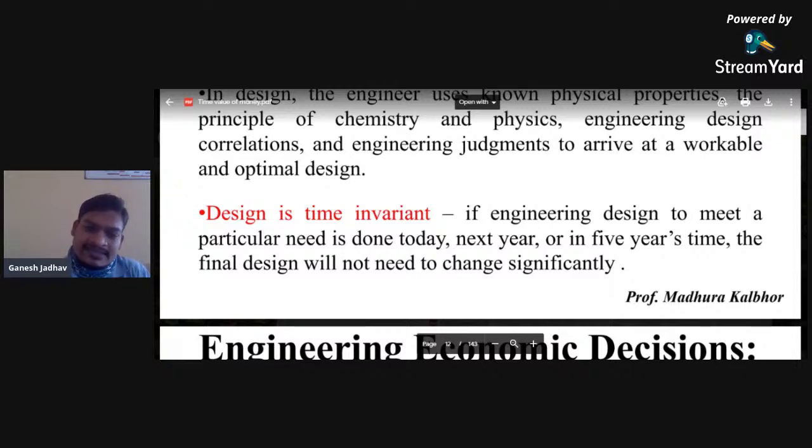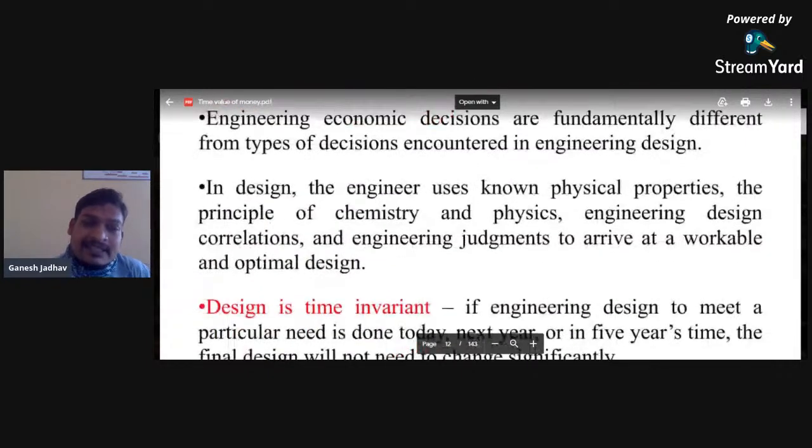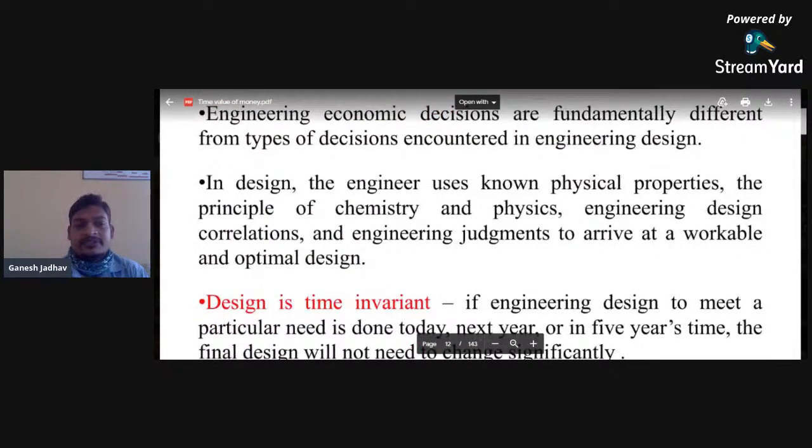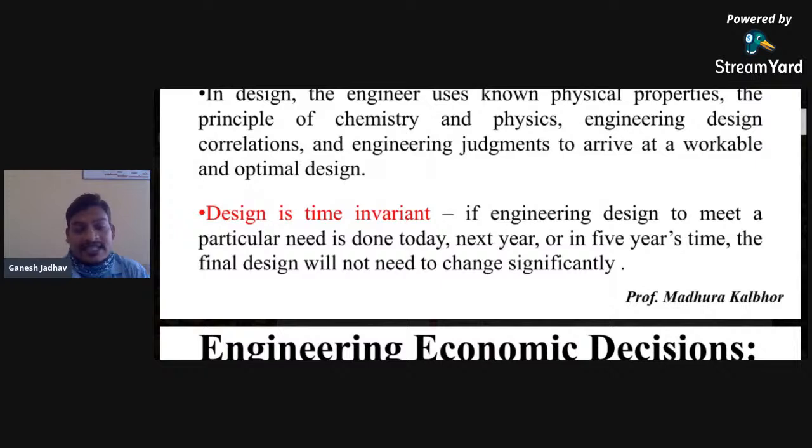Design decision is constant, so anyone having any physical law or any chemical law, this is constant. But economical decision is variable, evaluated day to day in life also. So we can say that this is the evaluationary part. Economical decision is the evaluationary decision, but the other design is constant. We can say that the final design will not need to change significantly.